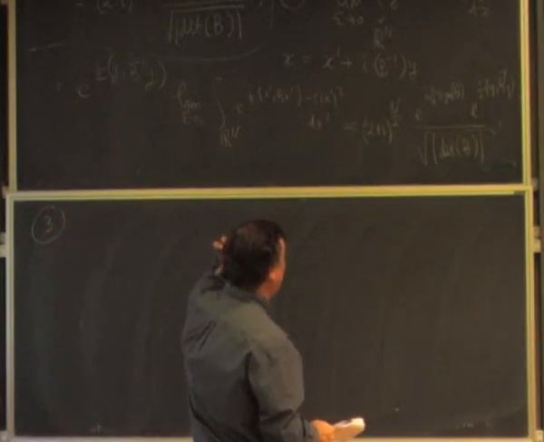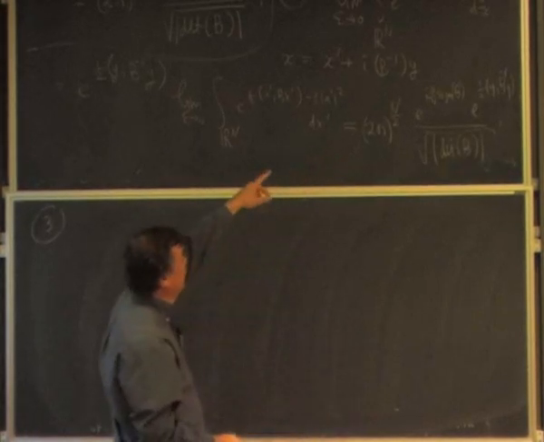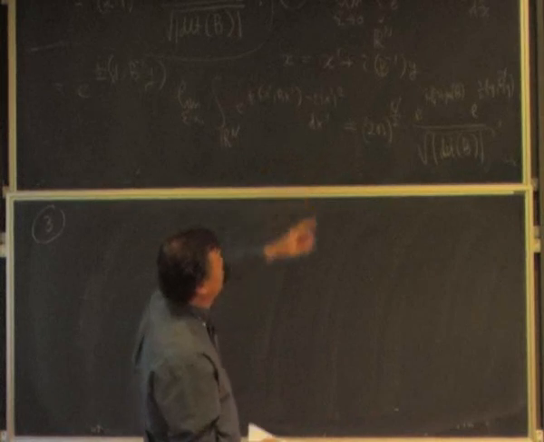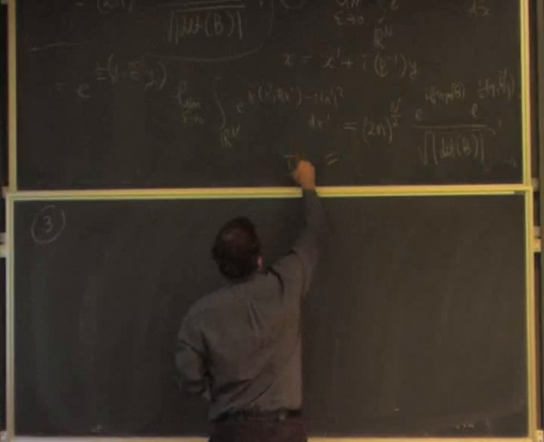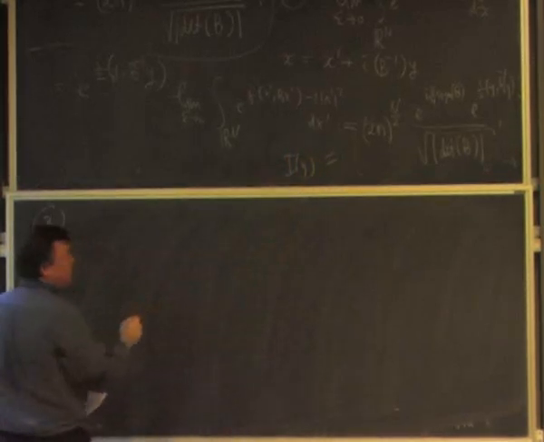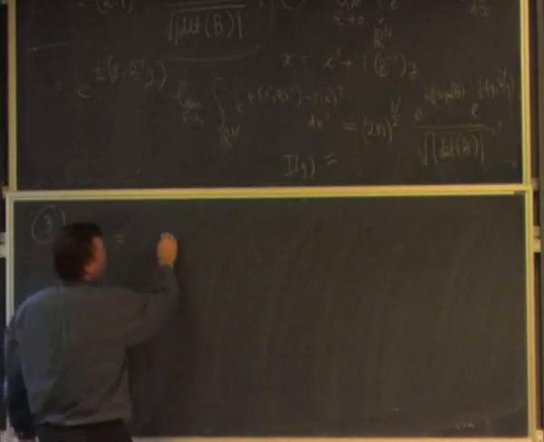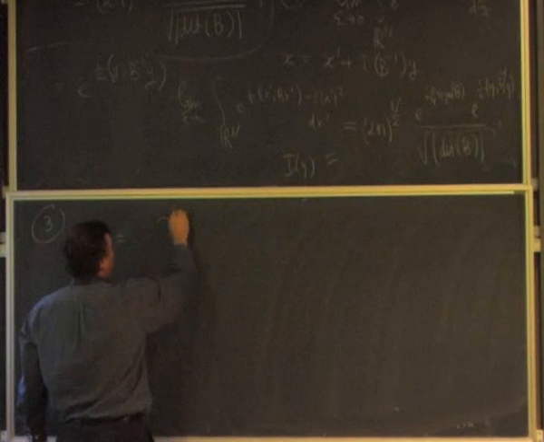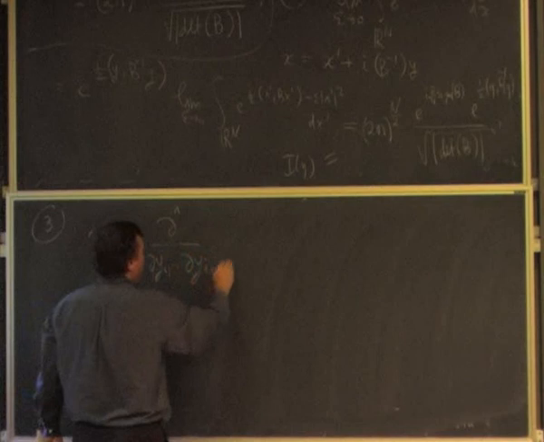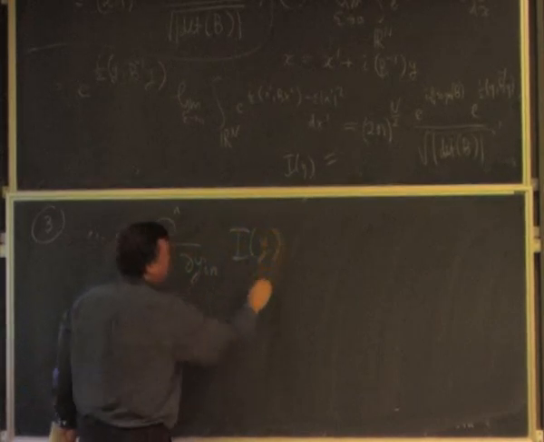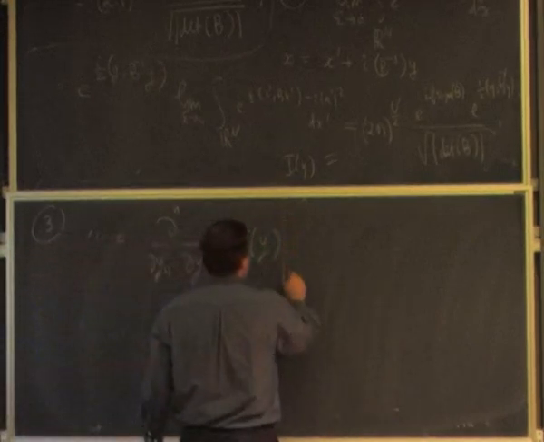So finally, what we can do is take the nth partial derivative with respect to y. Let's denote this integral by I of y. So the integral in question, the one that we want to compute, is clearly equal to the nth partial derivative of I of y at y equals 0.